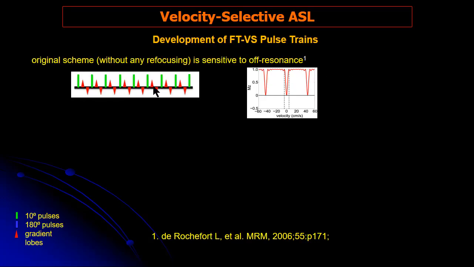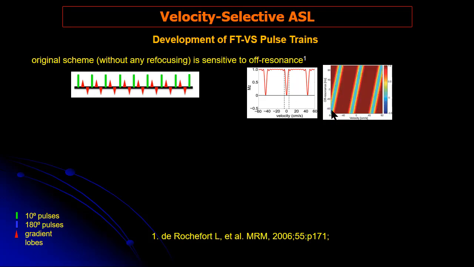So this is the very original design of the velocity-selective pulse train that has multiple velocity encoding segments followed by bipolar gradients. But this module is sensitive to off-resonance because the phase generated by the velocity cannot be differentiated from the phase generated by B0. So if you have a B0 effect, the velocity-selective profile will be shifted along with the B0 off-resonance.